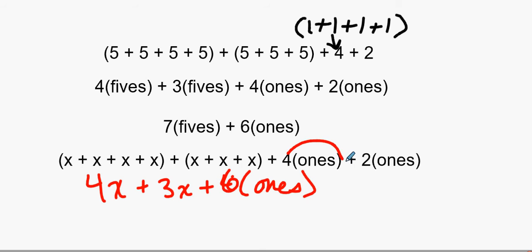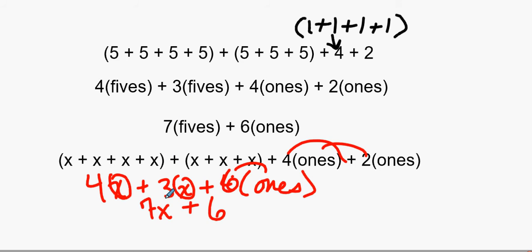I combined like terms. Can I combine like terms here too? Yeah, because I got an x and an x, and those values will always be the same. So 4x plus 3x is 7x, and 6 1s, just multiply that out. It's just a 6. It's a constant of 6. Can I go any further?